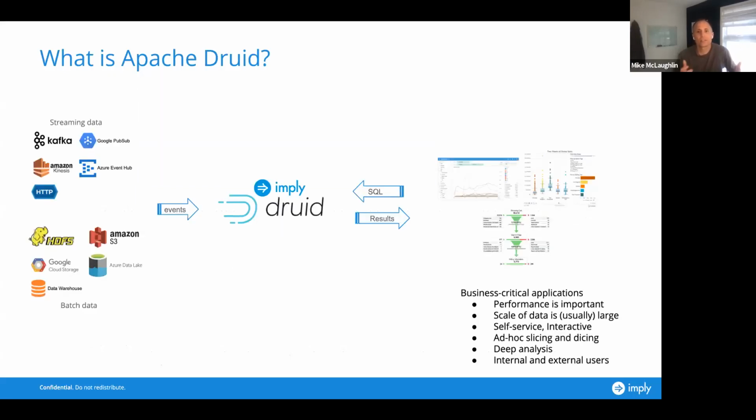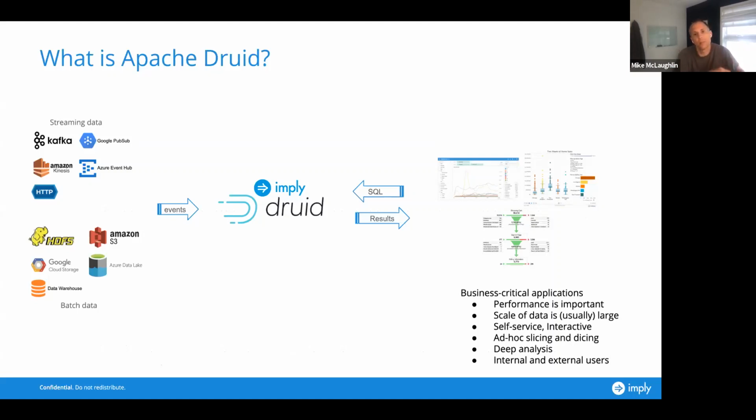And so it fits where you would expect a normal database to fit. But when you're thinking about ingesting data, you're typically going to be ingesting from streaming data sources. So we're very frequently connecting to Apache Kafka or AWS's Kinesis, Azure Event Hub, Google Pub/Sub, all those typical event streaming platforms. That's typically where people are focused on connecting Druid.